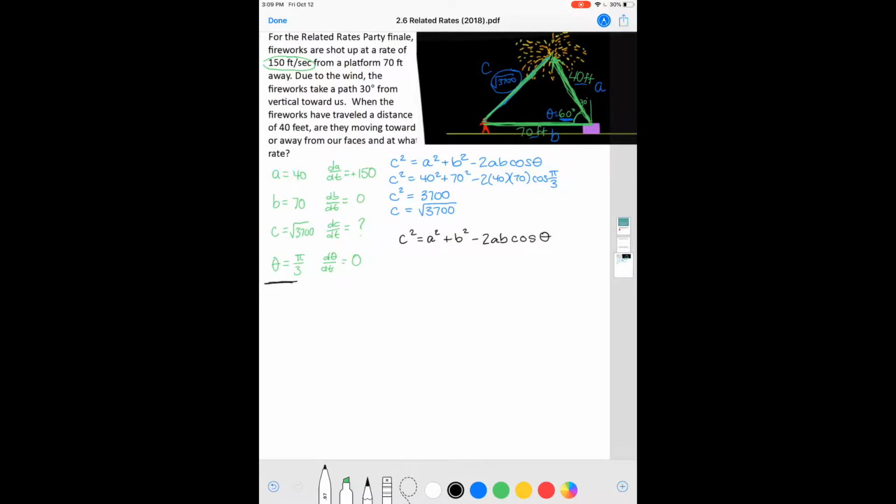I don't know if you're having nightmares already too, but check this out. We've got, the 2 is just a constant, but we've got an A, we've got a B, and a theta. That's going to require like a triple product rule almost, right? With the A, the B, and the theta. And I don't like that.